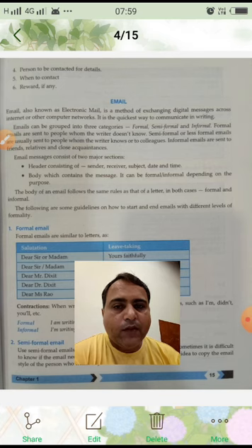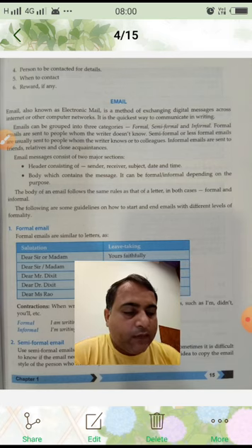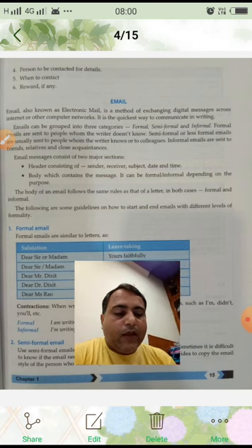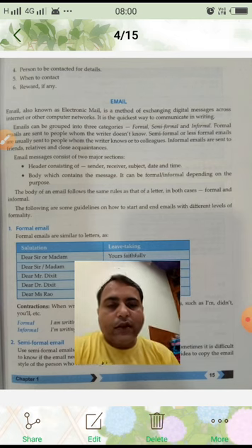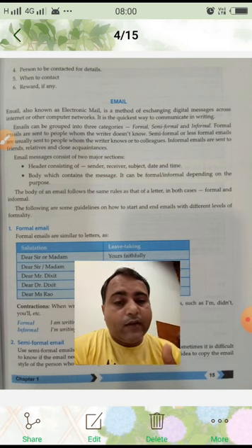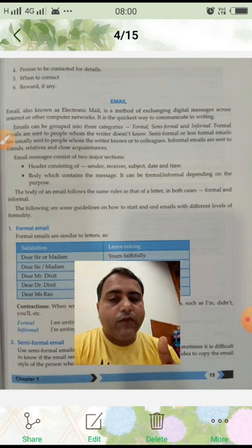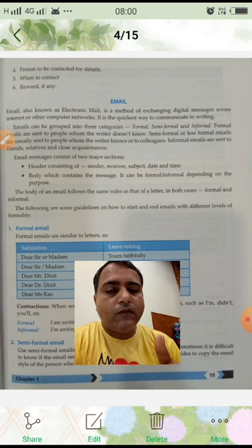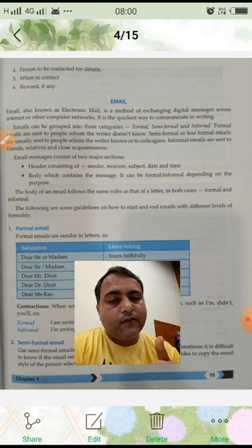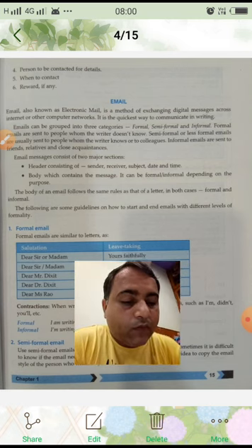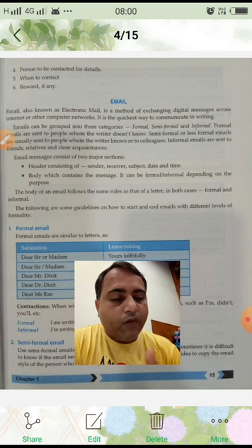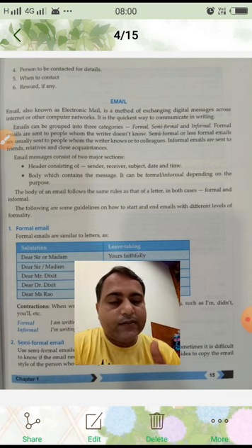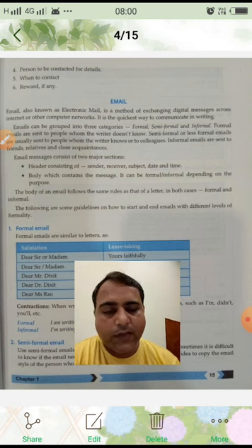And email, as the word itself suggests, is electronic mail. E stands for electronic, and mail. Here, email can be grouped into three categories. As we learn in letter writing, letters are of two types: formal letter and informal letter. In the same way, email is also categorized in three ways. First is formal emails, then semi-formal emails, and informal emails.